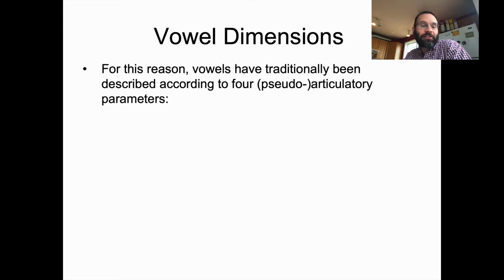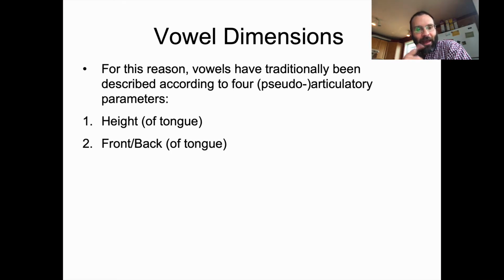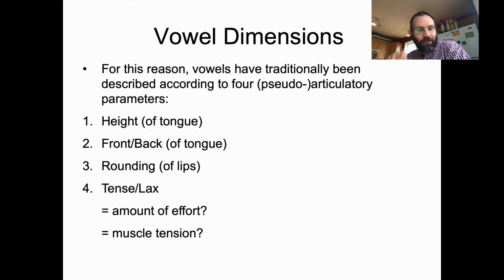However, there are these 4 articulatory parameters that phoneticians like Daniel Jones used to use, and we still use when we're using the IPA to describe vowels. There's the height of the tongue when you're producing it. There's the front backness of the tongue. There's the rounding of the lips. And then there's also this kind of mysterious 4th dimension of tense laxness. It's mysterious like the 4th dimension in our spatial reality too, I guess.